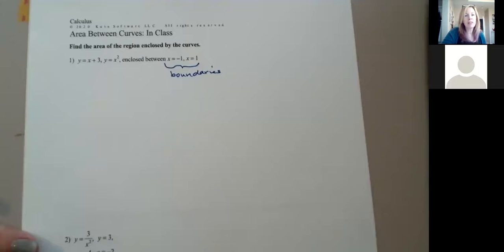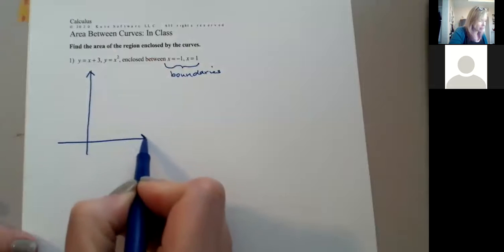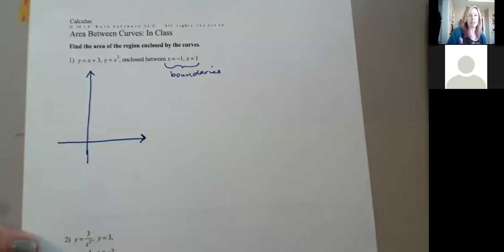Okay. One of the things I'm going to ask you guys to do is to, first of all, draw a picture of what these functions look like. So first thing here is, here's my XY axis. It doesn't have to be a perfect drawing because you guys all know I can't make a perfect drawing. Just a general sketch. And the reason I'm doing this is because in order for me to do this process properly, I have to know which is the upper function, which is the lower function.